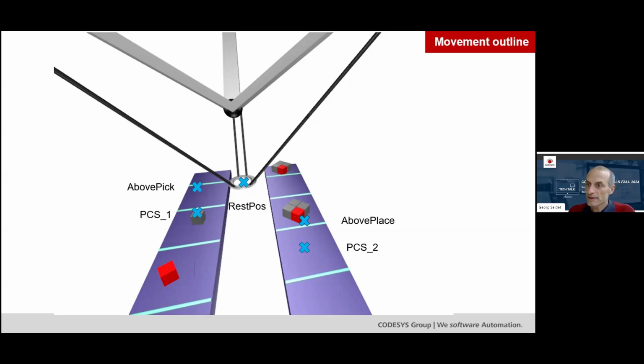Okay, and then we need to program the movement. So the movement will be: we move from the rest position above the pick position, move down, pick the part, move up. Then we move to above the place position, move down, place the part, move up again, and go back to the rest position. Then we repeat this cycle as long as there are parts to be picked and placed. We will refer back to this overview because it helps to keep the orientation when you dive into the code.